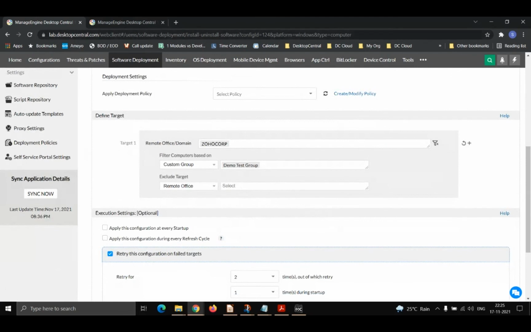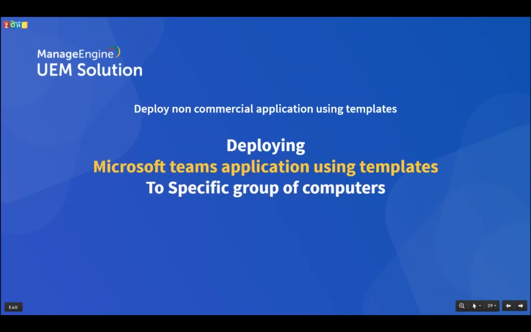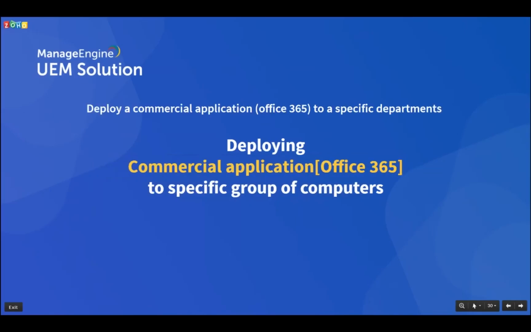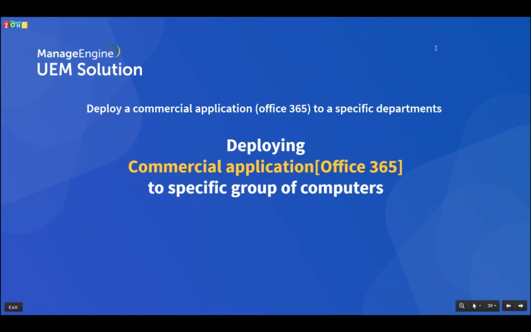Maybe if you have a need to deploy a huge commercial application, that's the second agenda for here. So deploying a commercial application to a specific group of computers, right? So we'll see how it's done. So when it comes to Office 365 or pretty much any commercial application, we not just install the software, we will need a configuration file along with it. So the configuration file is something that will define how the installation is going to happen.